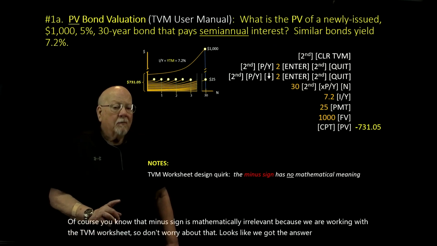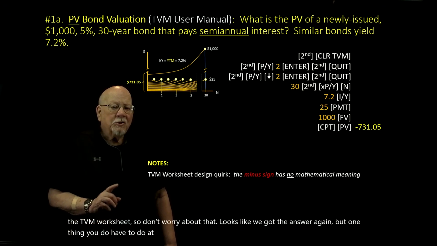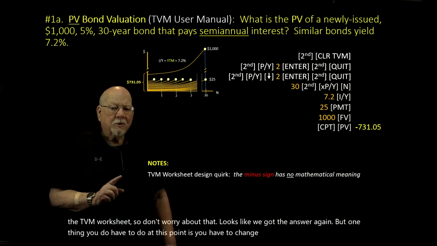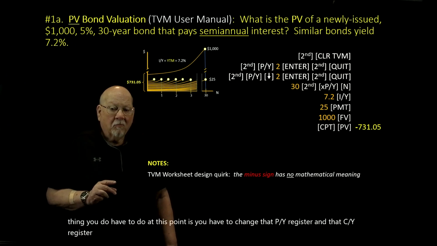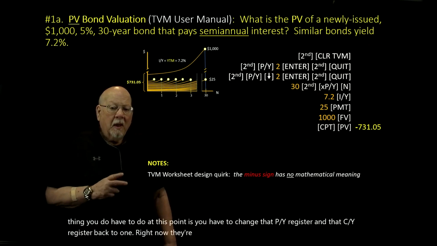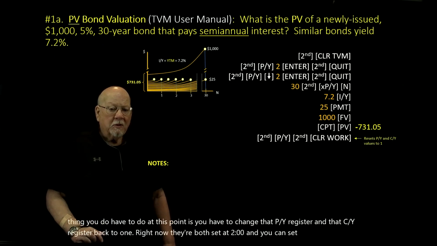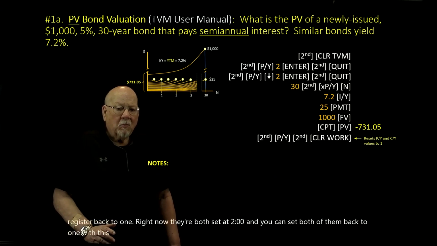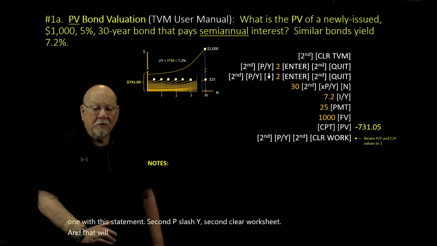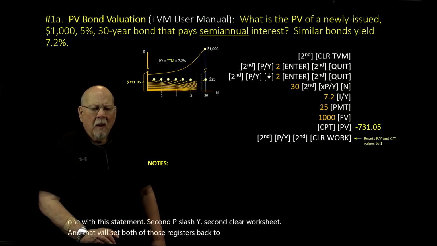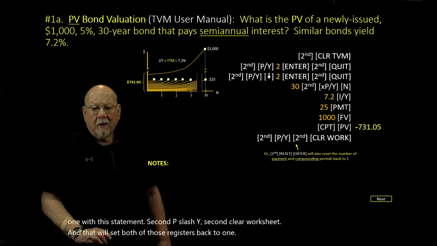But one thing you do have to do at this point is change that P/Y register and that C/Y register back to 1. Right now they're both set at 2. And you can set both of them back to 1 with this statement: second P/Y, second clear worksheet. And that will set both of those registers back to 1. Or you could hit second reset enter, that would do it too.